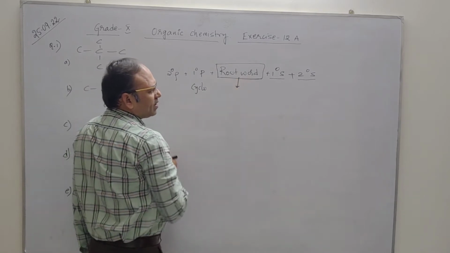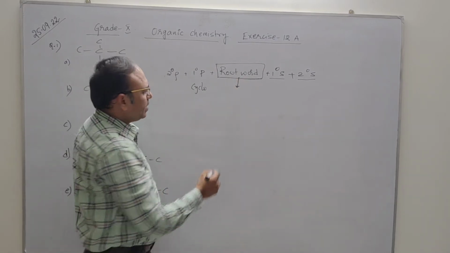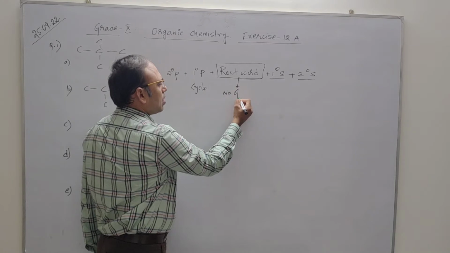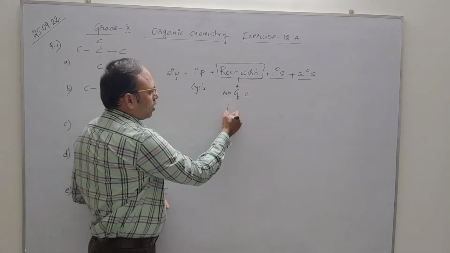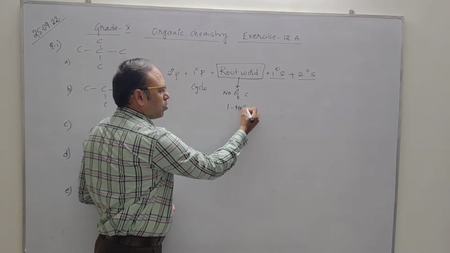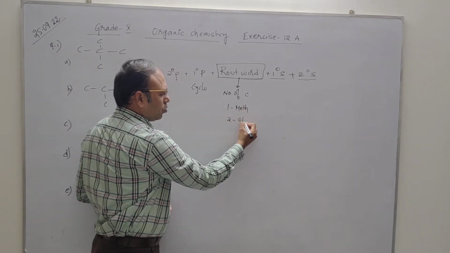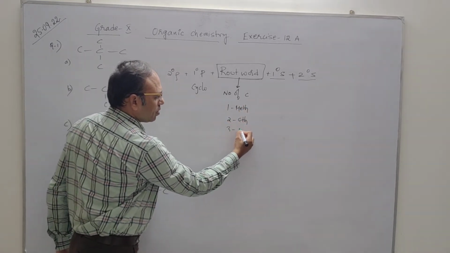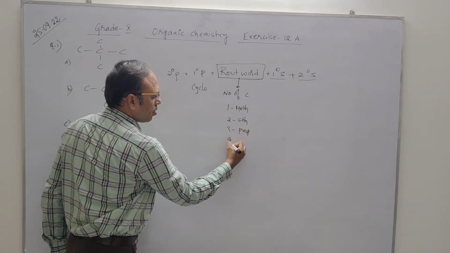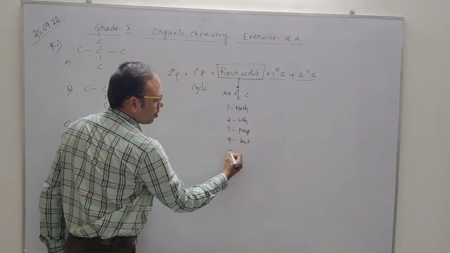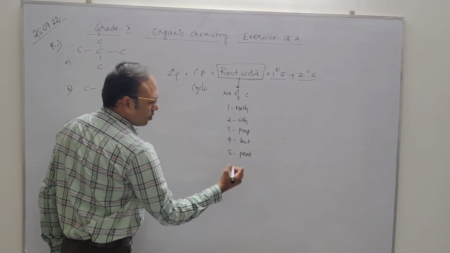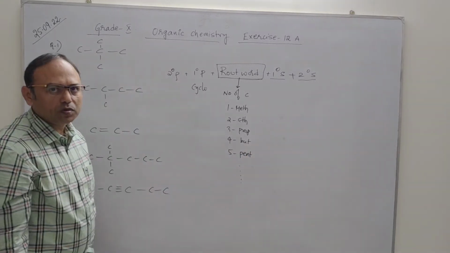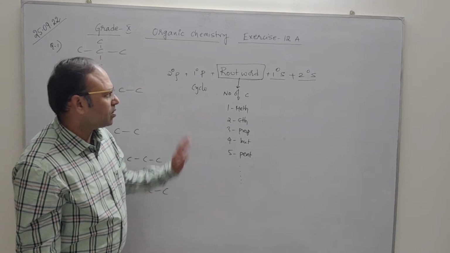What are root words here? The root word indicates the number of carbons. We already know if you have 1 carbon, the root word is meth, 2 eth, 3 prop, 4 but, 5 pent, and so on. We have discussed up to 10 carbons.